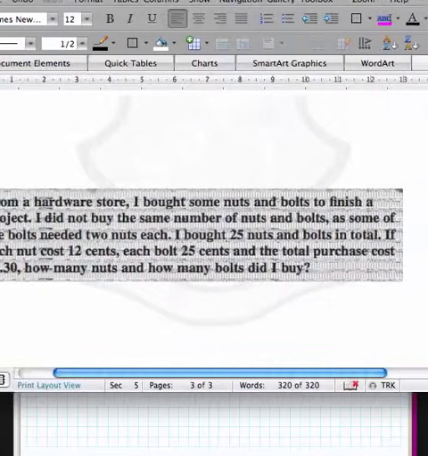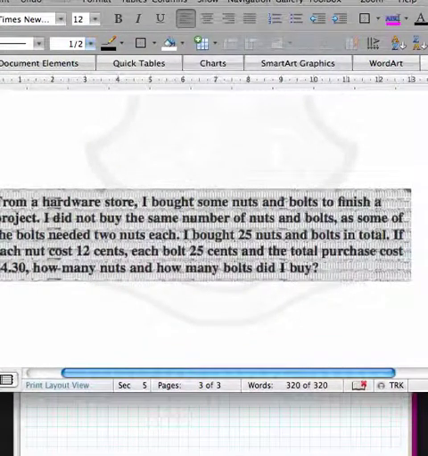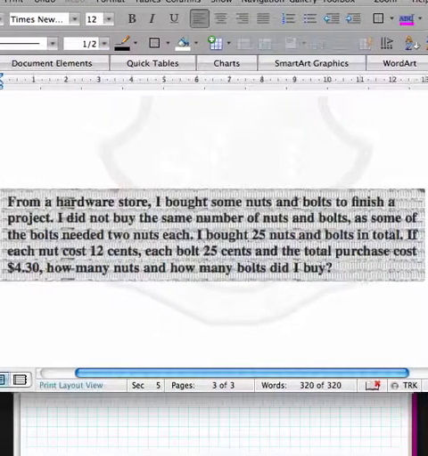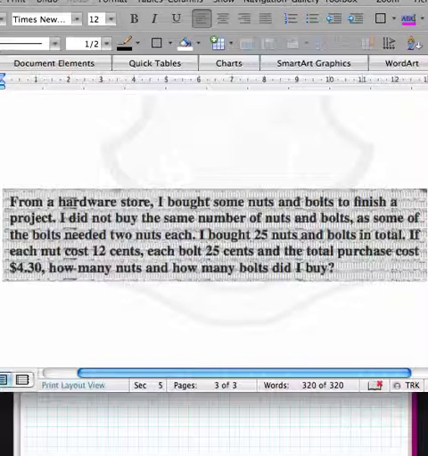In that small sentence there. Now, the next equation is a little bit trickier. Let's have a look. If each nut cost 12 cents and each bolt cost 25 cents, and the total purchase cost was $4.30, so this person spent a total of $4.30, how many did they buy of each one?